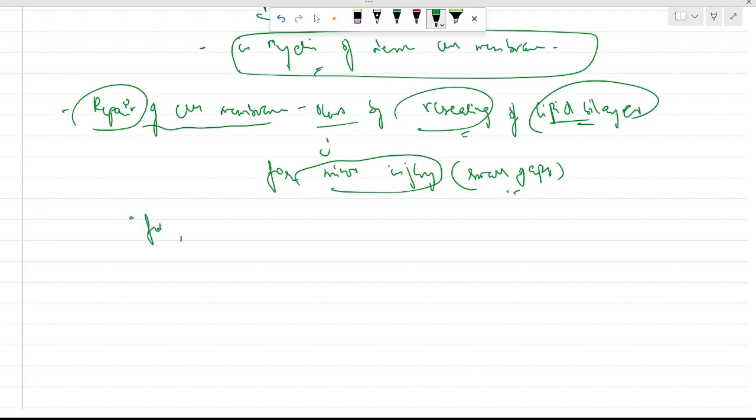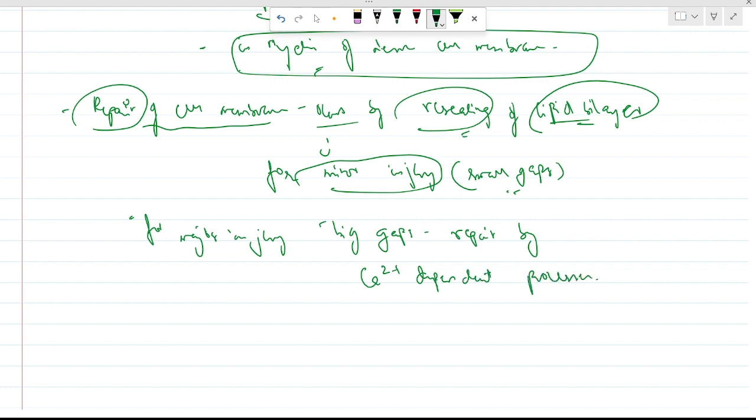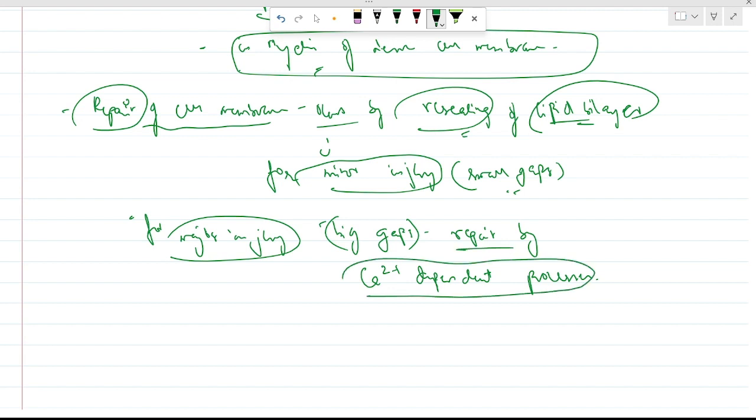For major injury, that is creation of big gaps, we have repair by calcium dependent processes. For major injury to the cell membrane, occurrence of big gaps, repair occurs by calcium dependent processes. These processes are dependent on calcium ions. For minor injury or creation of small gaps, there occurs resealing by the lipid bilayer.